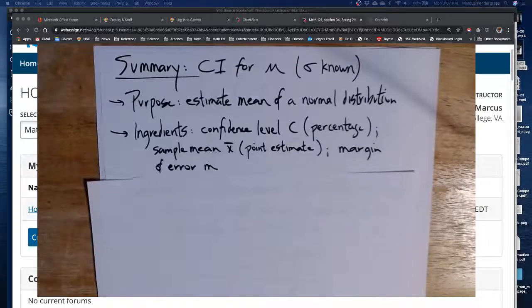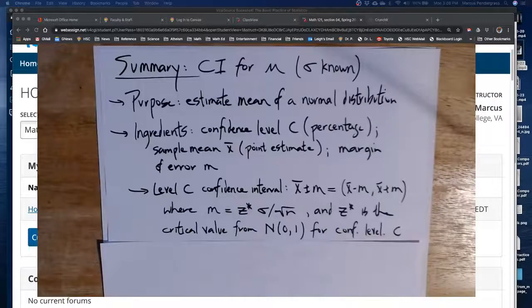The ingredients in any confidence interval, it's a pretty short ingredient list. First of all, you're going to have a confidence level that specifies the level of confidence that you have that the interval we're calculating actually contains the true mean. Then the sample mean x bar is going to play a big role in building our confidence interval, as is this concept of the margin of error.